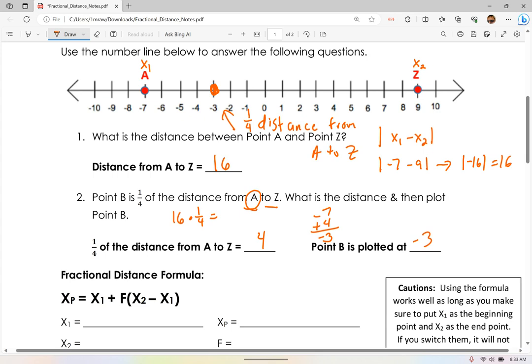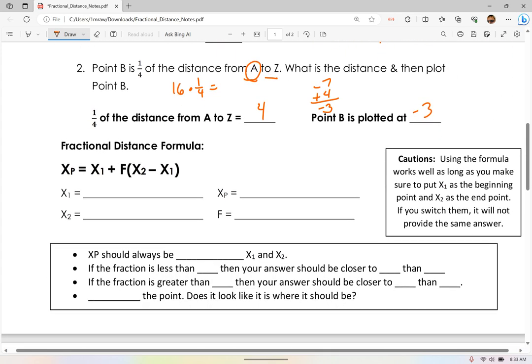Make sure you know what your starting points are. That's very important. Okay, so we have this special formula, kind of like what you've already seen, right? Our fractional distance formula, right? So using the formula, it works well. Just make sure to put your x1 as the beginning point. That's pretty important, right? Beginning point, and x2 as the end point. If you switch them, it will not provide the correct answer. So again, x1 is your beginning point, okay, and x2 is your ending point.